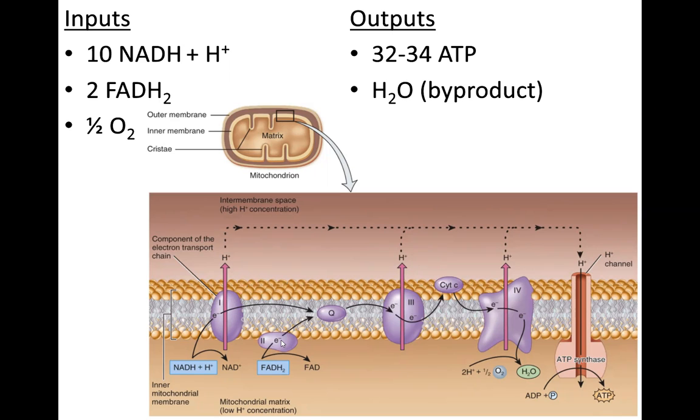Notice they've got numbers 1, 2, 3, and 4. As the electrons move from protein to protein, they pump hydrogens into that space, which leads to a high concentration of hydrogen ions here and a lower concentration here inside the matrix. Now, what do we know about gradients? We always want to go down them, right?